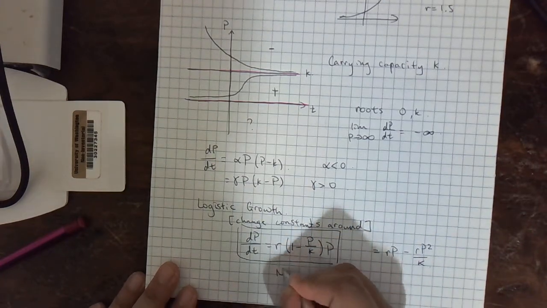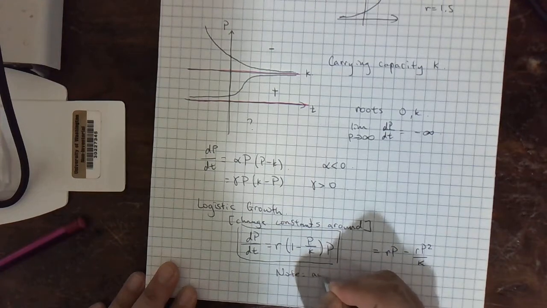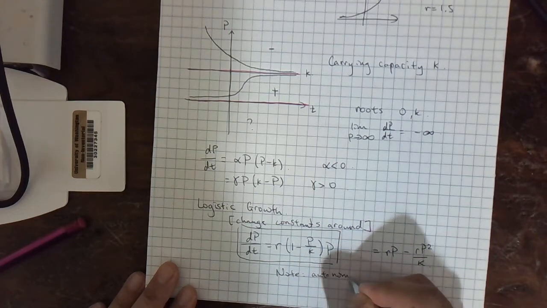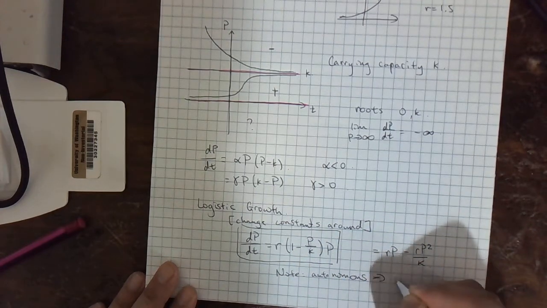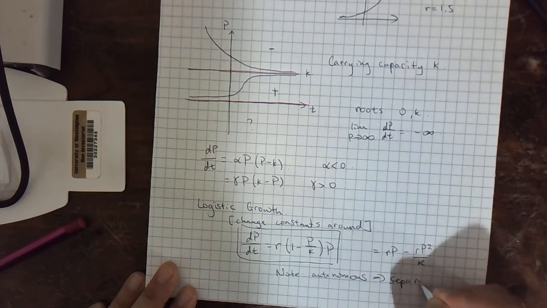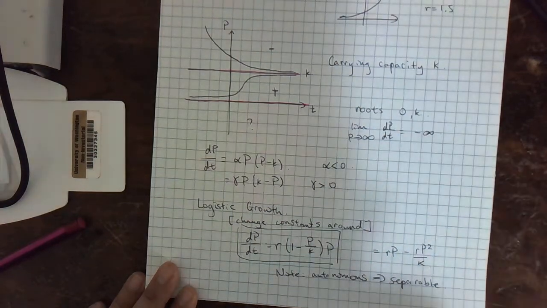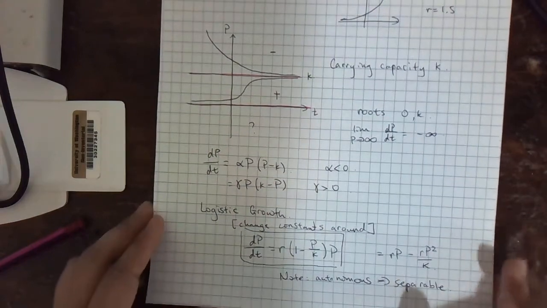And note this is autonomous, which also means it's separable. We may need partial fractions to actually integrate this. Let's actually do that.